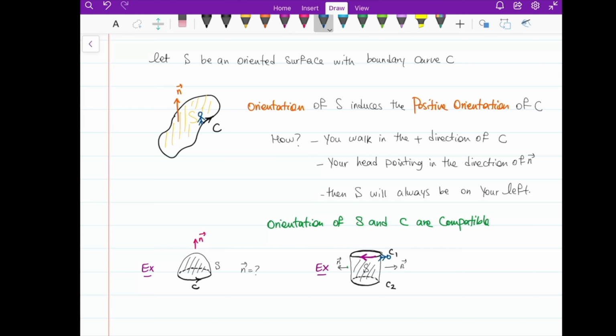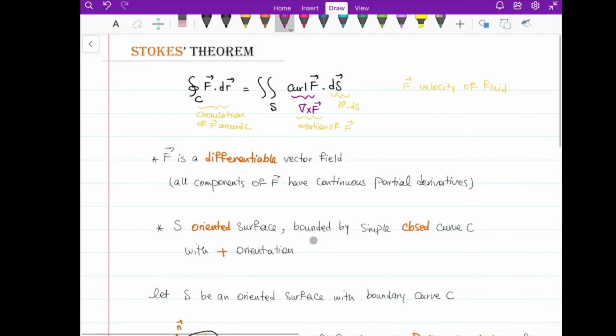Okay, now if I want to walk on C2 such that the surface S is on my left and my head is pointing in the direction of N, then C2 should be in that direction. So the positive directions of C1 and C2, as you see, are opposite of each other, and both of them are compatible with the surface S. So that's the compatible orientation, something that we call positive orientation in Stokes theorem.